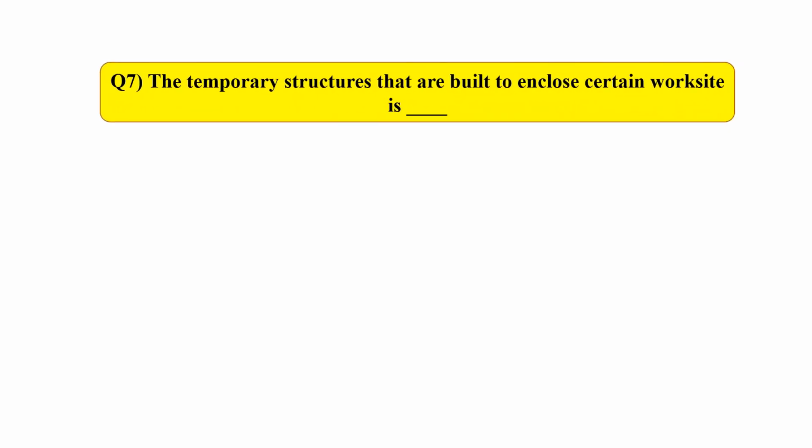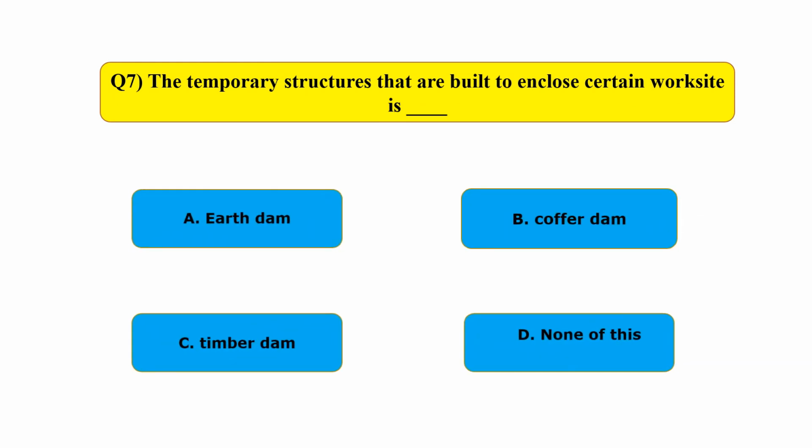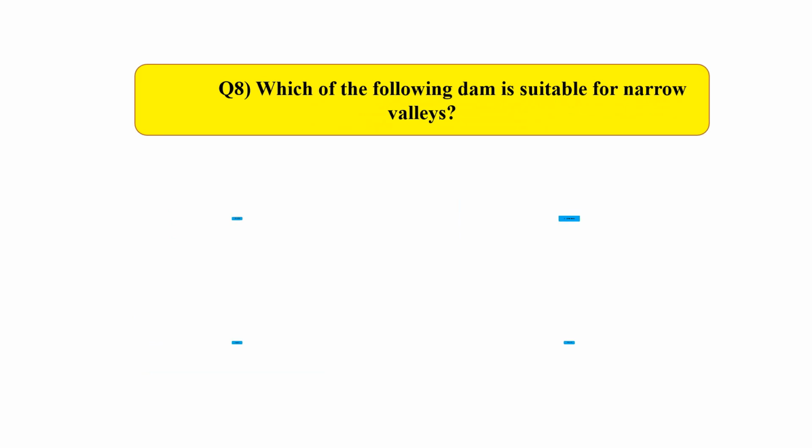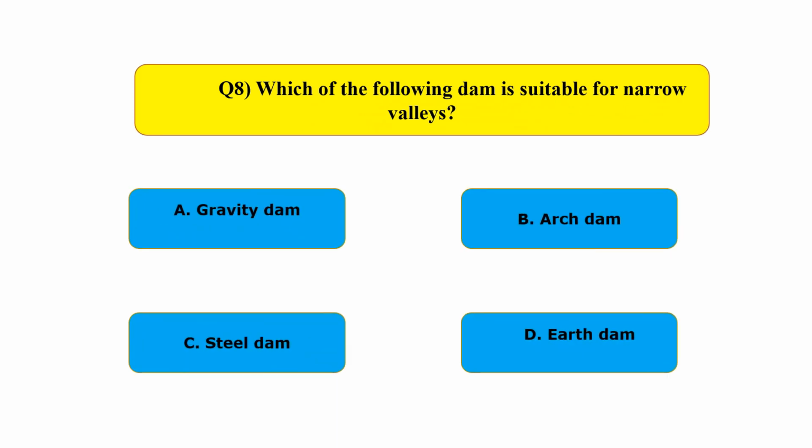The temporary structures that are built to enclose certain work site is answer C, coffer dam. Which of the following dam is suitable for narrow valleys? Answer B, arch dam.